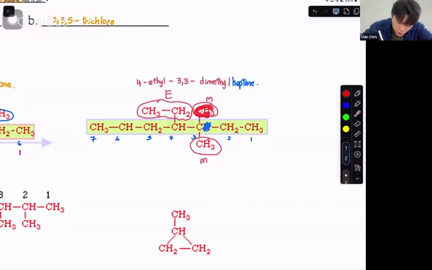So guys, you have to tell me it's a 3 and a 3 and dimethyl because you have 2 methyl. Get me? That's it. 4 ethyl, 3,3 dimethyl heptane. Done.